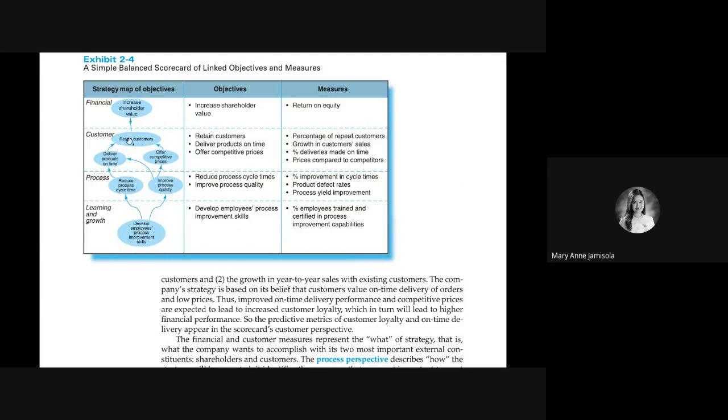So here, for example, increase shareholder value by retaining customers. And how do we retain customers? Let's say by improving our process quality. And how do we achieve improvement of process quality? Ganahan ta nga mas munindot pa ang quality sa ato ang products. Of course, we need also to upgrade the skills of our employees. So develop employees' process improvement skills. Okay.